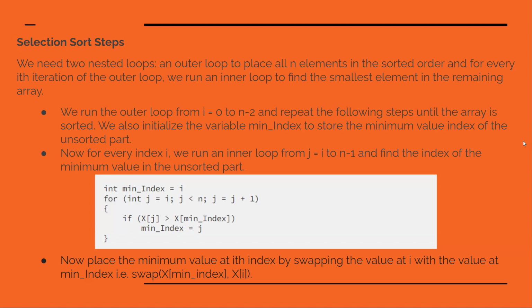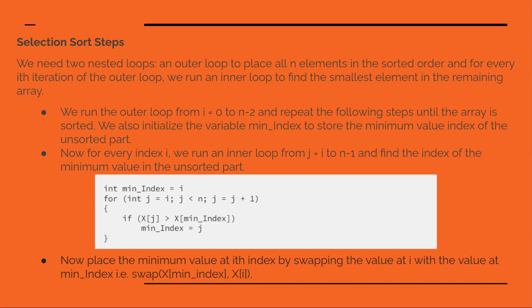Selection sort steps. We need two nested loops: an outer loop to place all n elements in sorted order, and for every ith iteration of the outer loop, we run an inner loop to find the smallest element in the remaining array. So we run the outer loop from i equal to 0 to n minus 2 and repeat the following steps until the array is sorted.